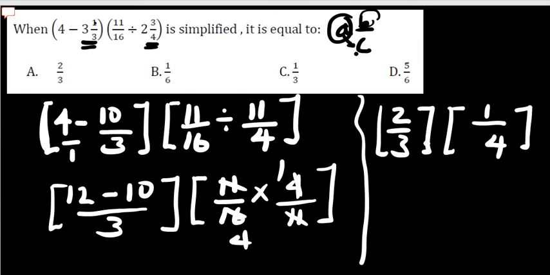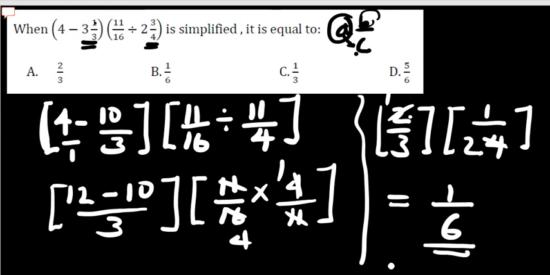So keep on simplifying diagonally if possible. 2 and 4, by 2, 1. This by 2, 2. So what is left finally? 1 times 1 in the numerator, which is 1 over 6. Final answer will be 1 over 6, which is found in B. The answer will be B. Okay, let's continue to the next question.